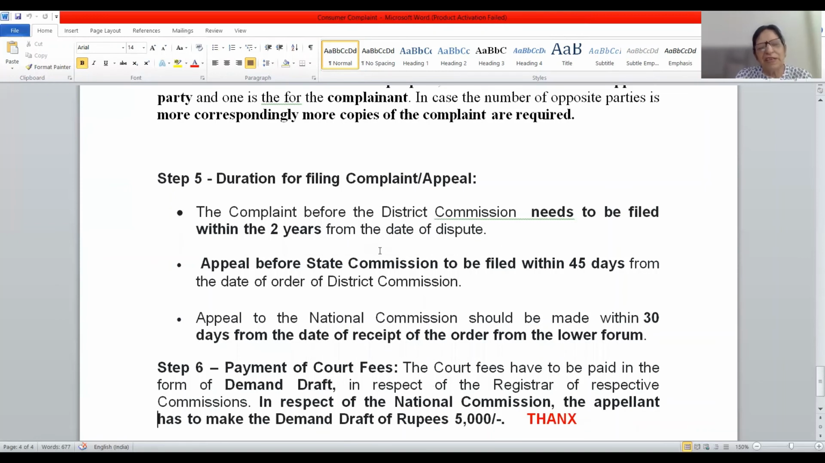Now the last step, friends, is payment of court fees. The court fees will have to be paid in the form of a demand draft in favour of the registrar of the respective commissions. In respect of the national commission, the appellant has to make a demand draft of rupees 5,000. So friends, this was the last step, payment of court fee. So these are the 6 very easy steps in filing a complaint by the consumer under the new act, that is, the Consumer Protection Act 2019.